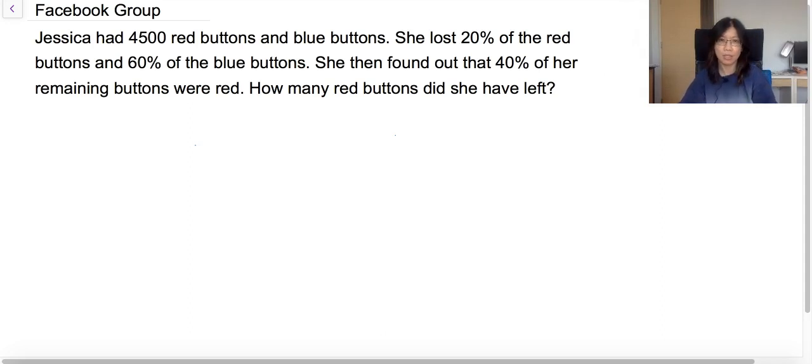I have seen that this question was posted a few times on Facebook, so let me try to teach you how to solve this question using a model.